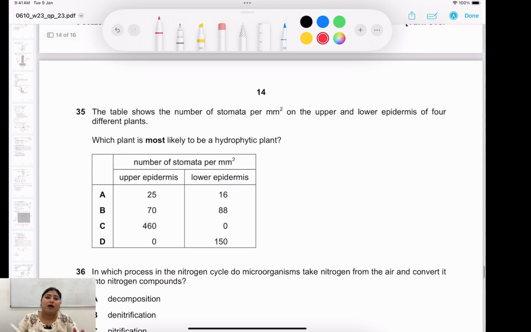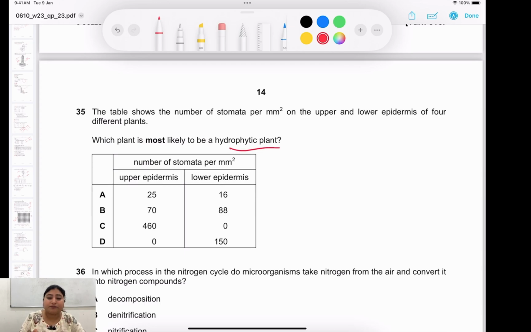Moving to question number 35. Okay, there are some points which you need to keep in mind about hydrophytes and xerophytes, and this question is related to that only. The table shows the number of stomata per mm² on the upper and lower epidermis of 4 different plants. Which plant is most likely to be a hydrophytic plant?